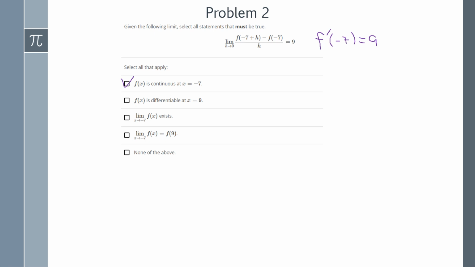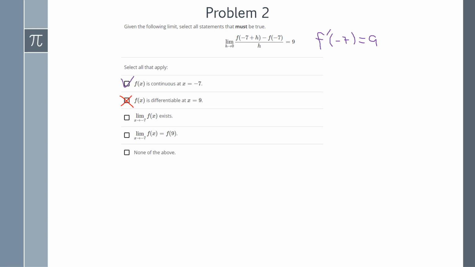Let's take a look at the second statement. This one says f of x is differentiable at x equals 9. This statement might or might not be true. We cannot say for sure based on the information that's given to us, because here we're only told that f prime at -7 does exist. So we can't say for sure. We're not going to select this as a statement that must be true. All right, let's take a look at the next statement.